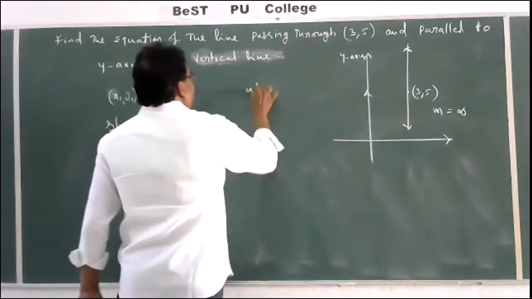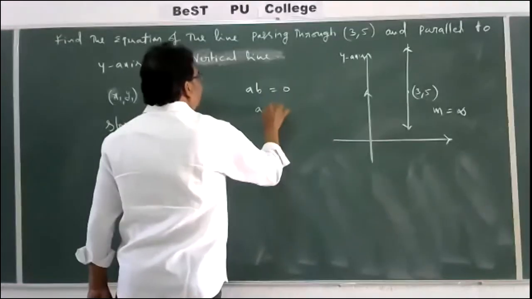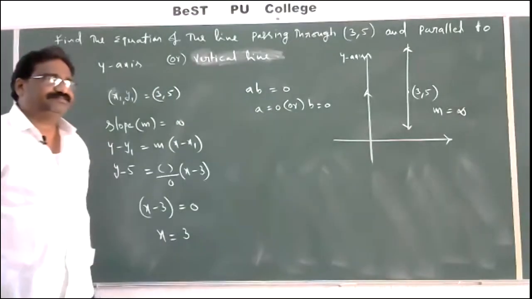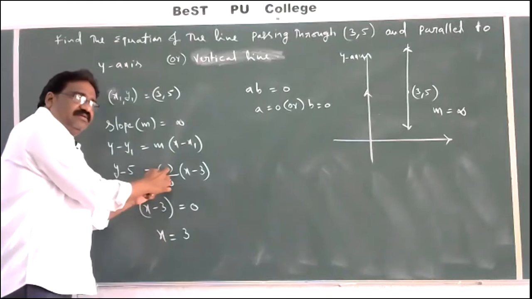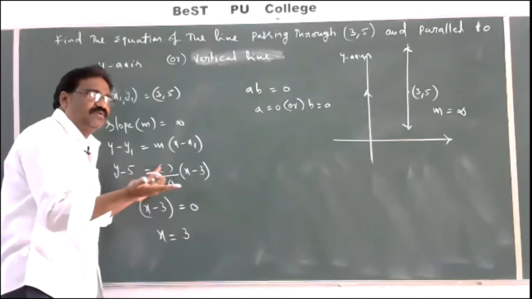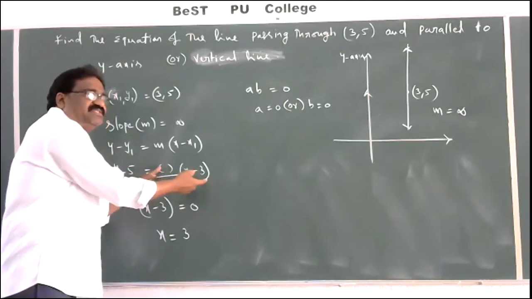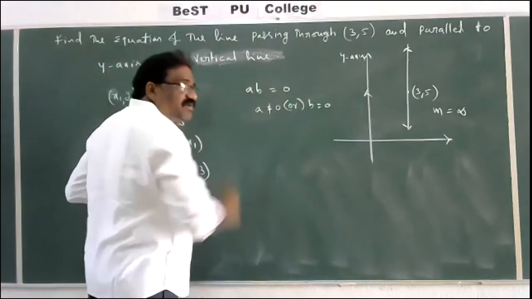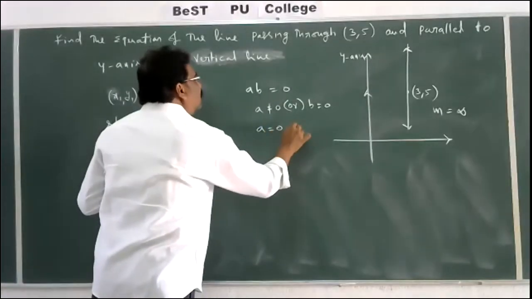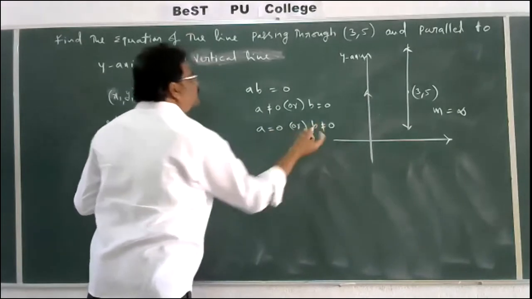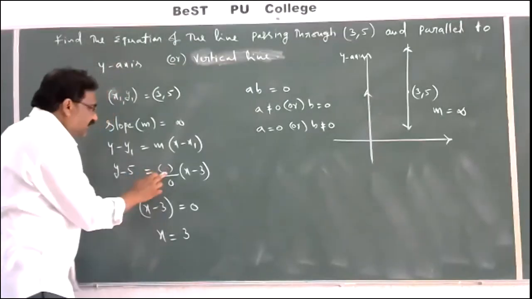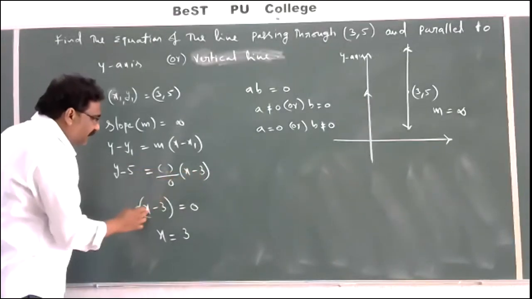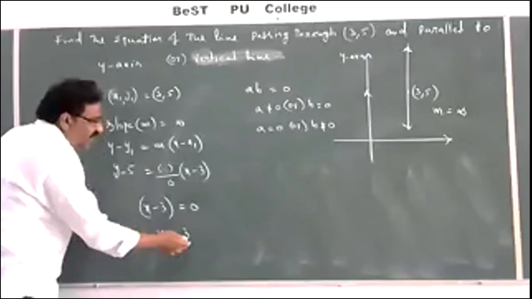For example, in mathematics, AB is equal to 0 means either A is equal to 0 or B is equal to 0 or both are equal to 0. But here something is not equal to 0. That's why x minus 3 is compulsorily 0. For example, A is not equal to 0, compulsory B is equal to 0. If A is equal to 0, sometimes B is not equal to 0. Like that, here something value is there, this value is not equal to 0. That's why compulsory x minus 3 is equal to 0. That's why x is equal to 3.